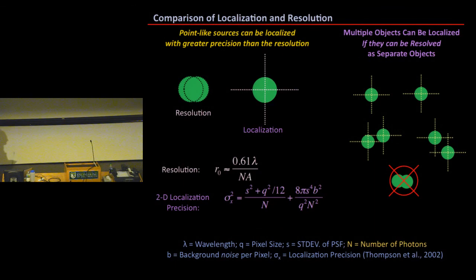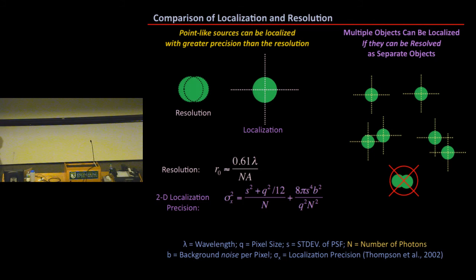So the beginning of getting around this limit is the concept of localization, and that is to say that you could have objects that are separable from one another. That's resolution. But if an object is by itself, you can image it and determine its location quite precisely. And so that's localization, finding the position of an object that's been imaged. The precision with which you can localize is much better than the diffraction limited resolution.